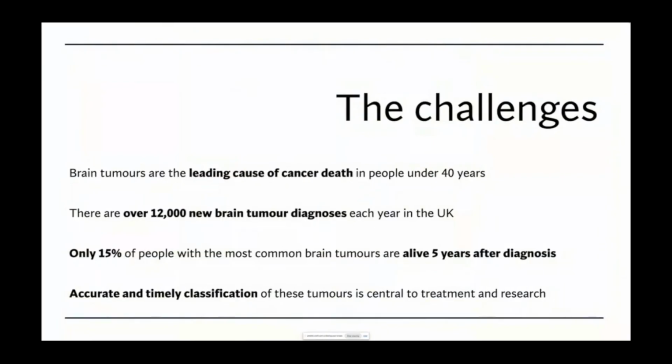And if you're not aware, the stats I'll present here are UK specific, but in the UK, brain tumours are the leading cause of cancer death in people under the age of 40. And there's over 12,000 new diagnoses each year. And sadly, only 15% of people who have the most common brain tumour types are alive 5 years after diagnosis. And so this means that accurate, timely classification of the tumours, diagnosis, is absolutely critical, both to treatment and research. The quicker you can get patients onto the right pathway, the better.